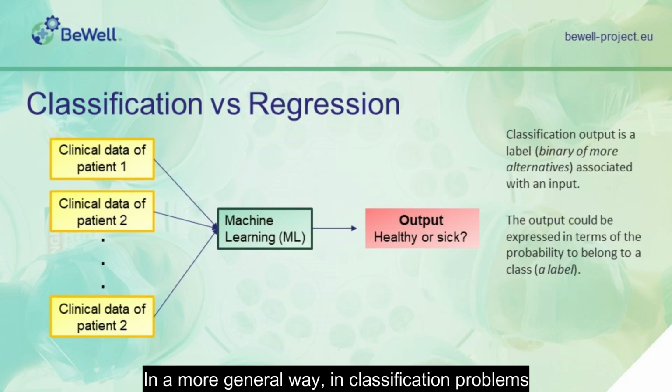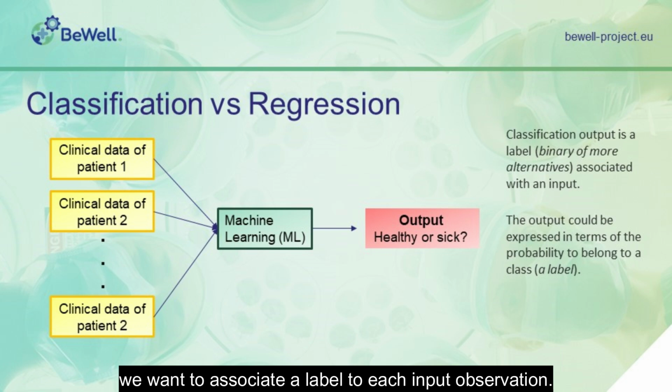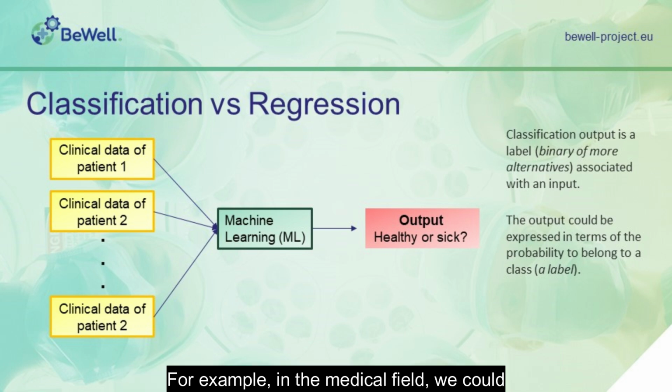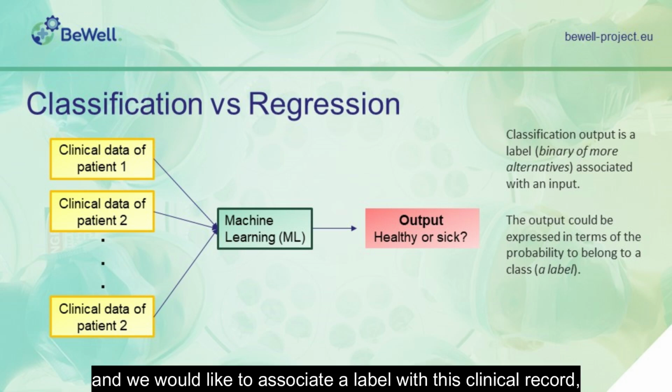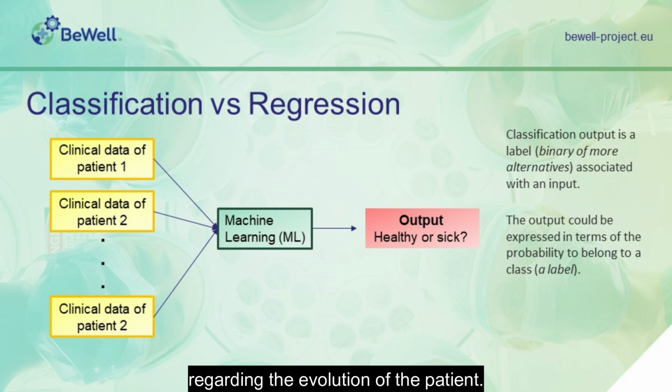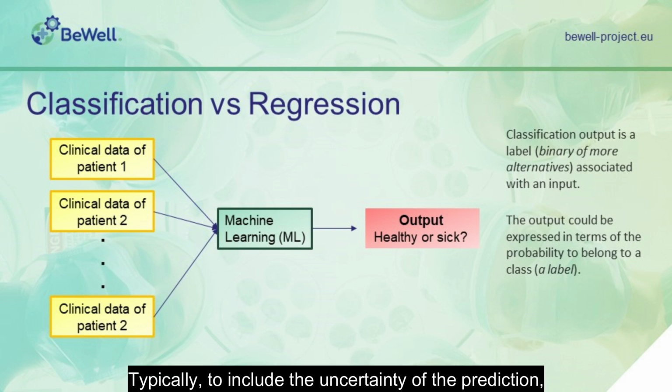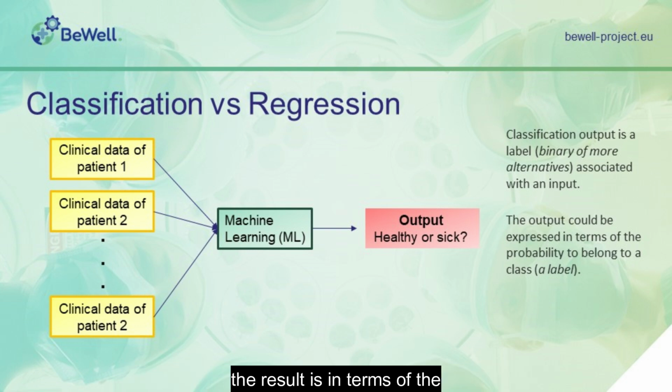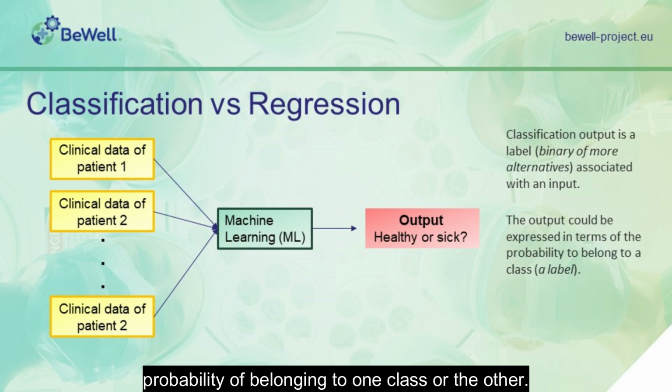In a more general way, in classification problems we want to associate a label to each input observation. For example, in the medical field we could have the clinical record of a patient as input. And we would like to associate a label with this clinical record, regarding the evolution of the patient. For example, we would like to predict whether the patient will be healthy or sick at the end of a treatment. Typically, to include the uncertainty of the prediction, the result is in terms of the probability of belonging to one class or the other.